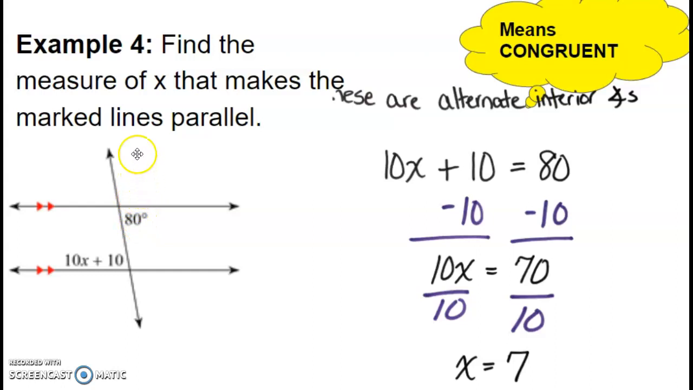You guys are so smart. Wonderful mathematicians. I'm so proud of you. Sniffle, sniffle. Example 4. Find the measure of x that makes the marked lines parallel.